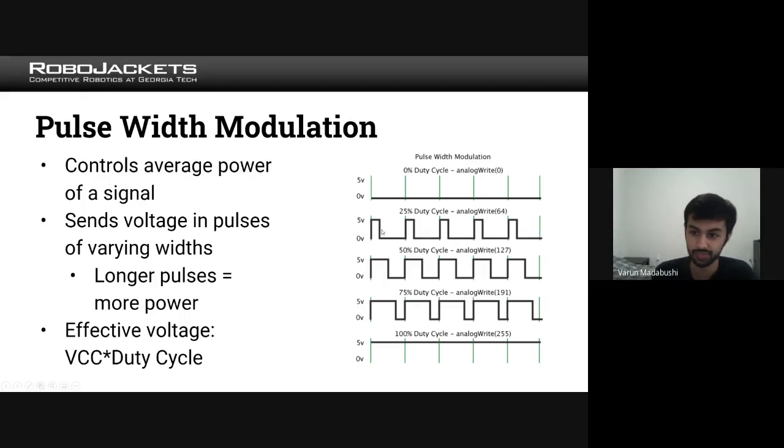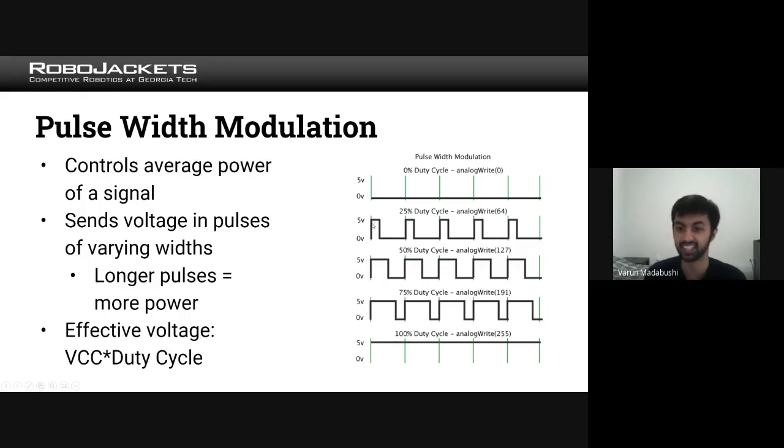You can see with 0%, 25%, 50%, or 75%, what changes is the duration of the pulse which is high. So you can intuitively see that the higher the percentage of high, the more power is transmitted into the motor. What effectively happens is that the duty cycle, which is this percentage, multiplied by the high voltage, in this case 5 volts, gives you the average voltage, which is effectively what is given to the motor.